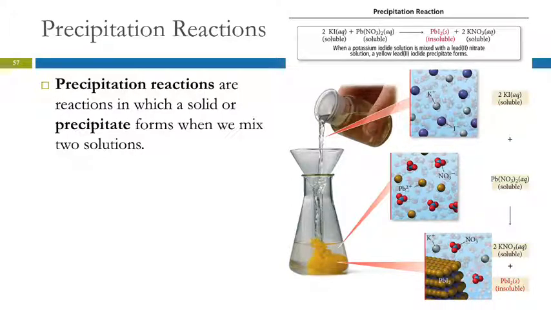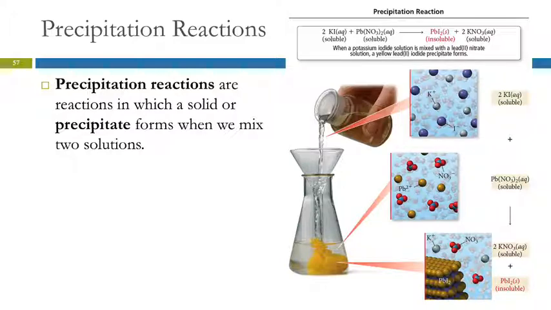Here we have a clear solution and another clear, colorless solution. Looks like we're mixing water with water, and as if by magic, we get this yellow solid forming. We can tell that this is a solid because it's not transparent. You can't see through it, right?